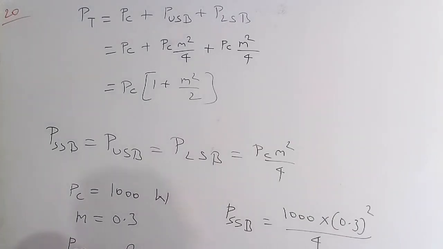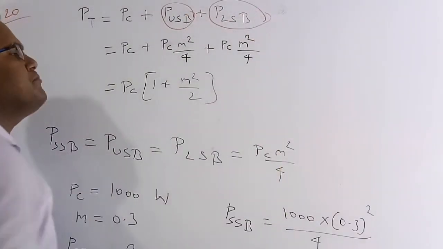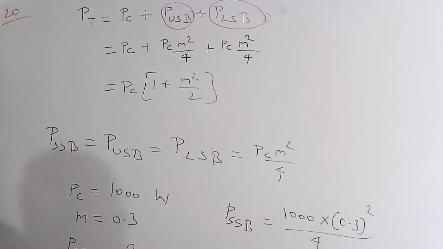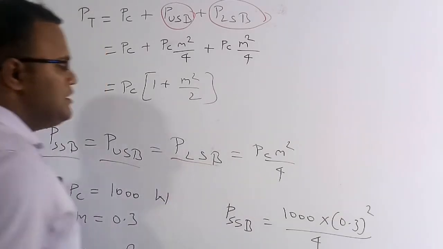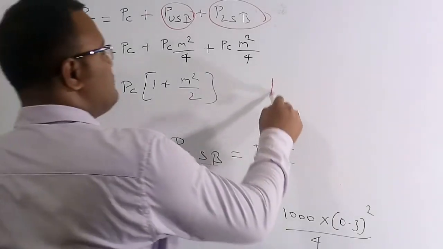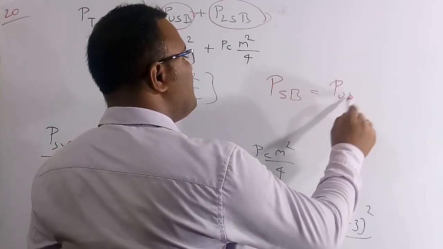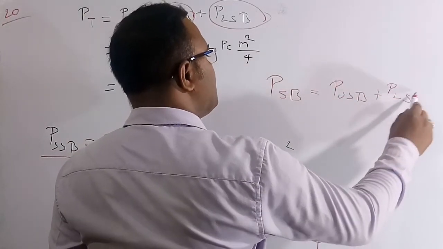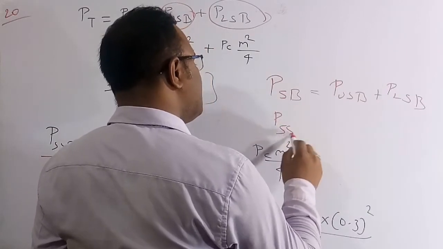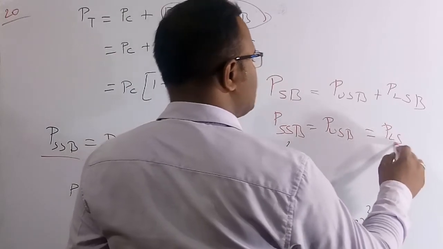In the question they have asked only for the single sideband power. Single sideband power is nothing but we can take either the upper sideband power or the lower sideband power, because the power in each band is the very same quantity. So the single sideband power is also called the upper sideband power or the lower sideband power. These two are going to have the same power, but if they ask what is the sideband power, then you need to take the summation of the upper sideband power plus the lower sideband power. But if they ask only what is the single sideband power, whether you take USB or LSB, nothing will change.